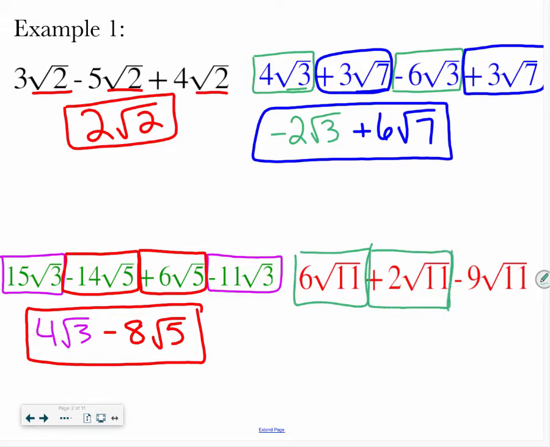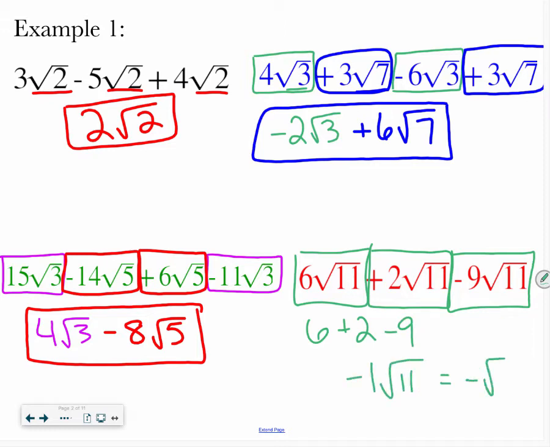Right, looking at the last one, I have 6 square root of 11, positive 2 square roots of 11, and oh look, a negative 9 square root of 11. So I do 6 plus 2 minus 9. So that's a negative 1 square root of 11. Or you can just write negative square root of 11. And that is your final answer.